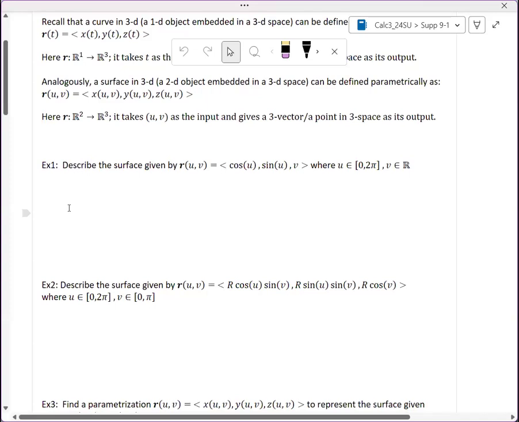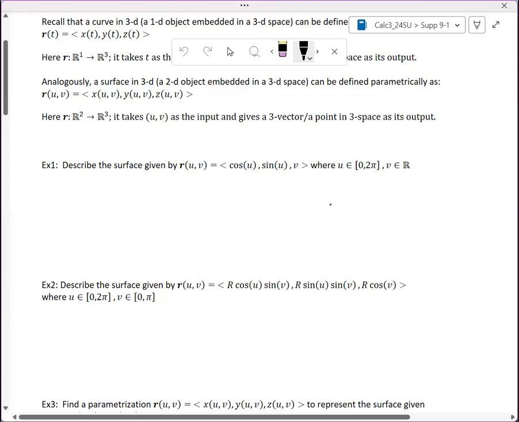Okay, so let's first look at describing some of these surfaces given parametrically. So here we have r of u, v equals cos u, sine u, v. I know sometimes the u's and v's in the math font in Microsoft can be a little hard to tell apart, but cos u and sine u, and then v in the third component. And here we're taking u between 0 and 2 pi and letting v range over the whole real line.